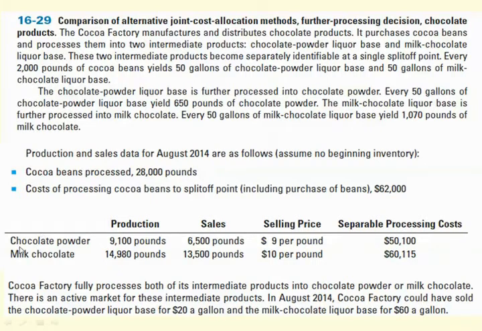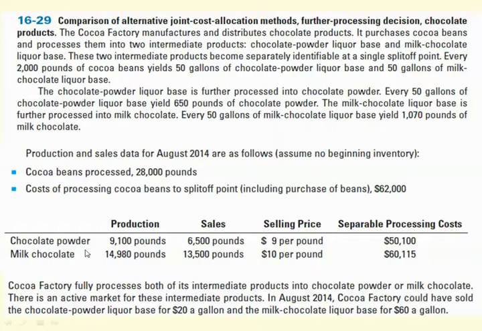Chocolate powder production: 9,100 pounds. Its sales: 6,500 pounds. Selling price is $9 per pound. Separable processing costs is $50,100.